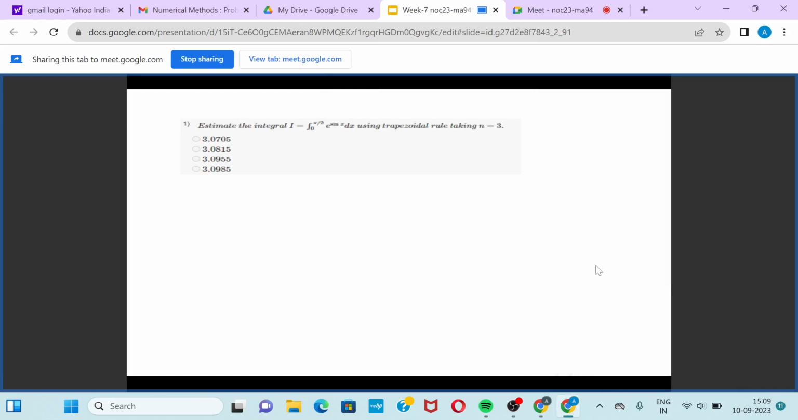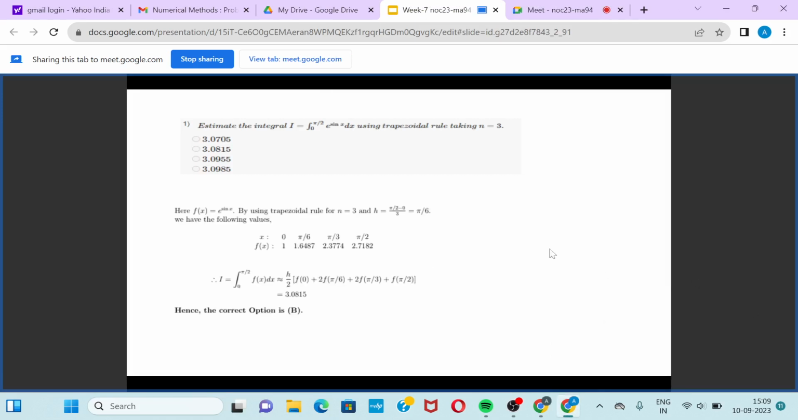So here the given f of x is e power sin x, right? By using trapezoidal rule, first we have to calculate this table of x and the corresponding f of x. For that we should know what is h, right? The distance between the nodal points. So here three node points are there. So h will be what? (b minus a) by 3. Here b is pi by 2 and a is 0. So (pi by 2 minus 0) by 3 gives pi by 6, right?